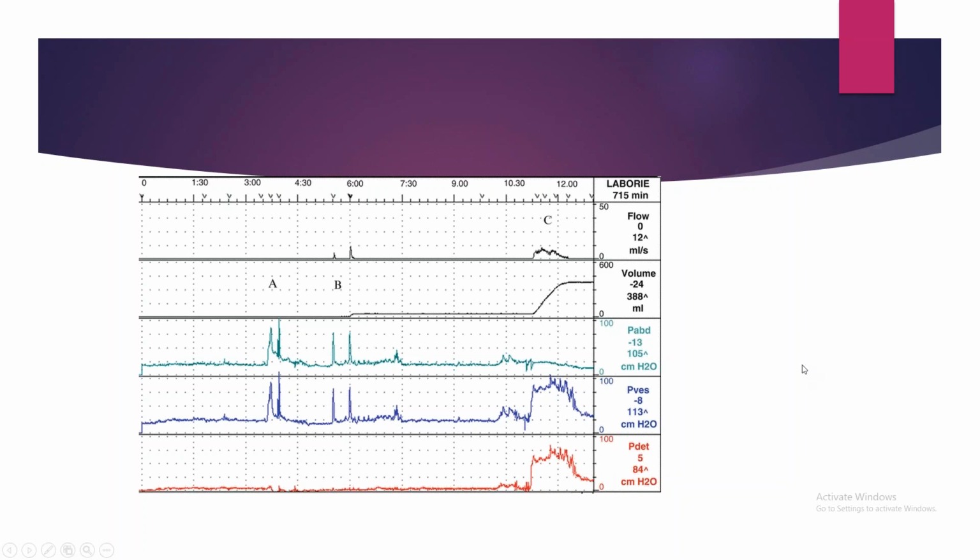So in the filling phase, it is urodynamic stress incontinence. In the voiding phase, there is some bladder outlet obstruction. Okay.